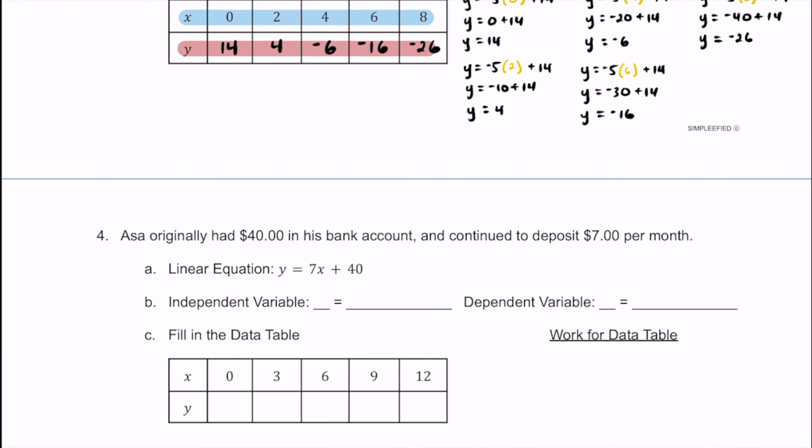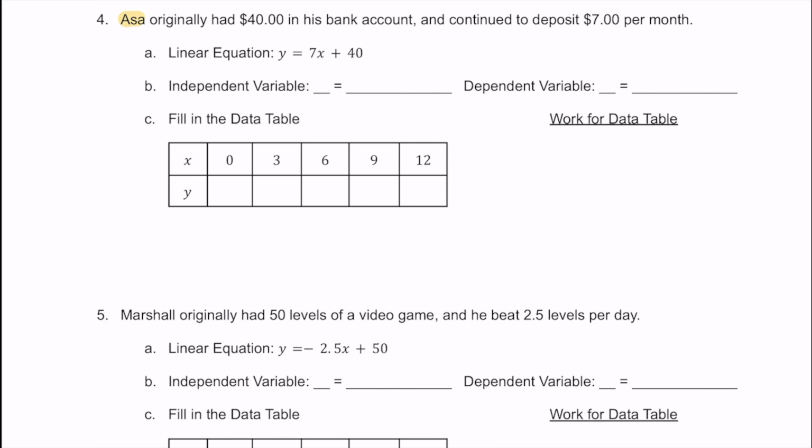Here's number 4. In this problem, Asa originally had $40 in his bank account. Then he's going to continue to add more money in, or deposit $7 per month. The linear equation we're going to have to represent this scenario is y is equal to 7x plus 40, where our independent variable is going to be x here, so let's go ahead and write that down. And our dependent variable here is going to be y, so let's go ahead and write that down as well.